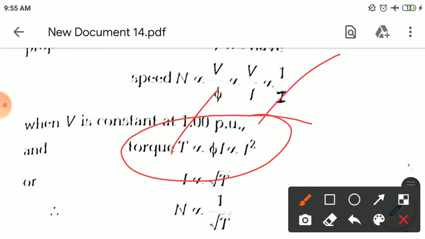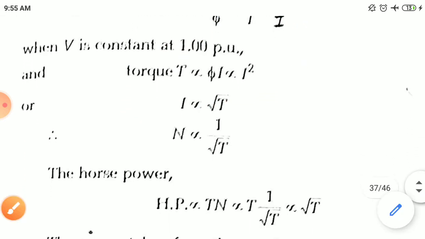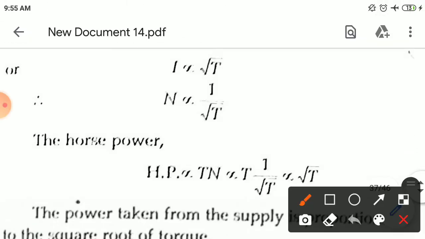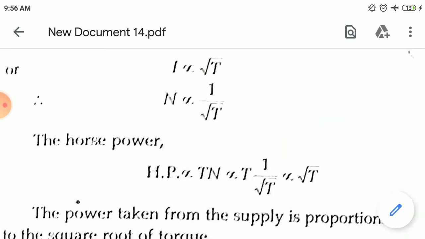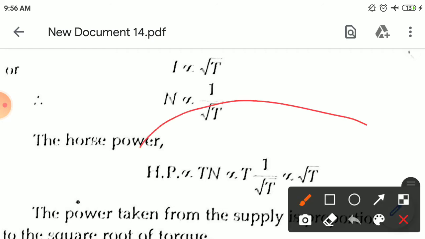Now the horsepower of the motor, indicated as HP, is given by T into N. N is proportional to 1 divided by root T, so HP is proportional to root of T. So the power taken from the supply is directly proportional to the square root of the torque. The same horsepower equation holds good for AC series motors as well.